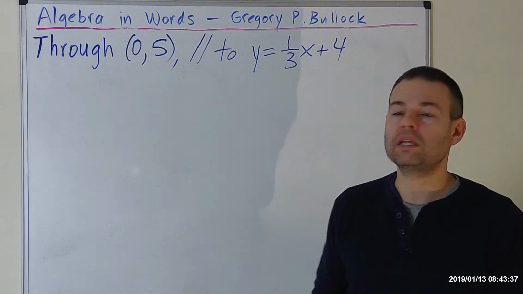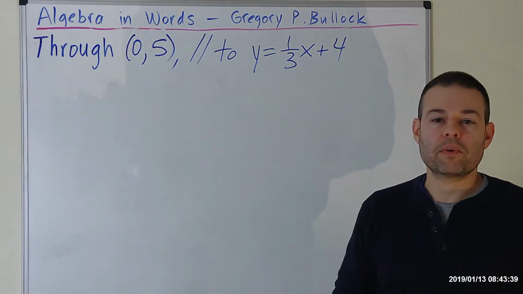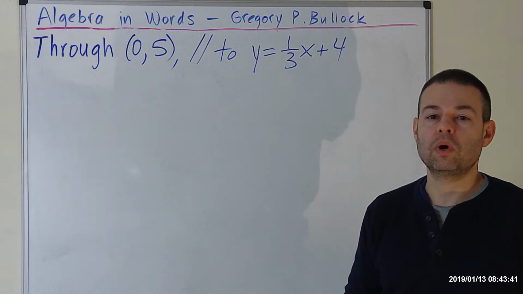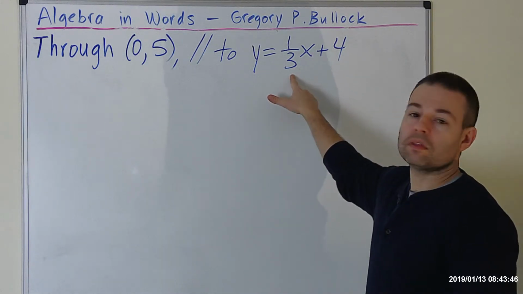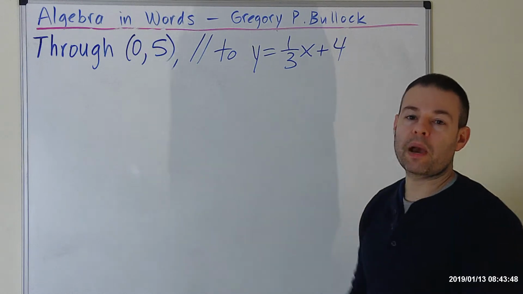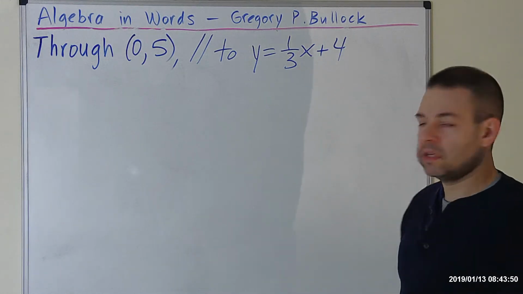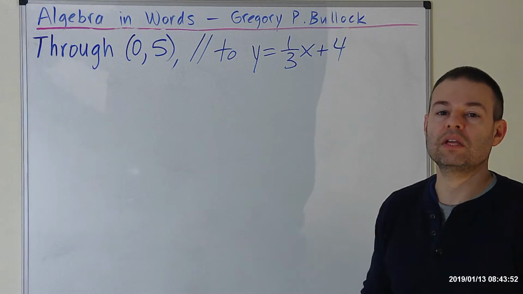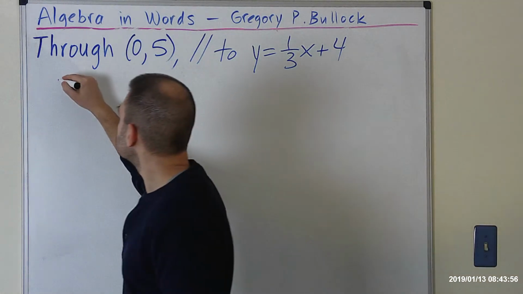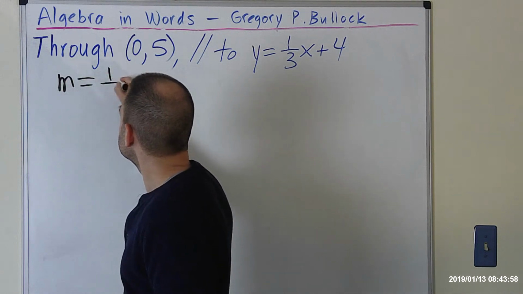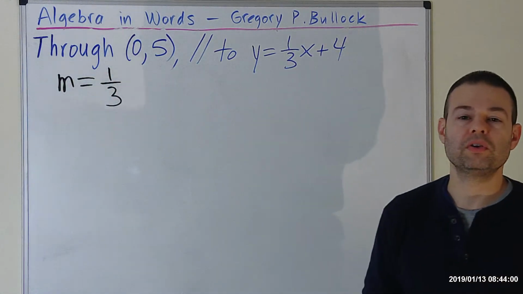Since it's going to be parallel, what do we need to remember about parallel and slope? Well, we need to remember that that's the slope, and for it to be parallel, it's got to be the same slope. So let's start off by just writing m equals 1/3. So we know we're going to use that.